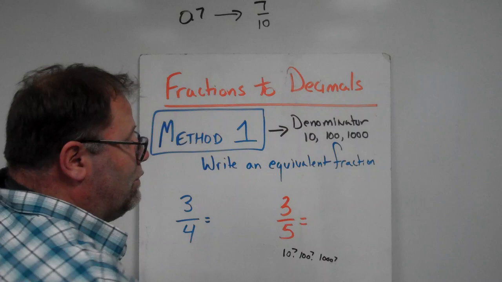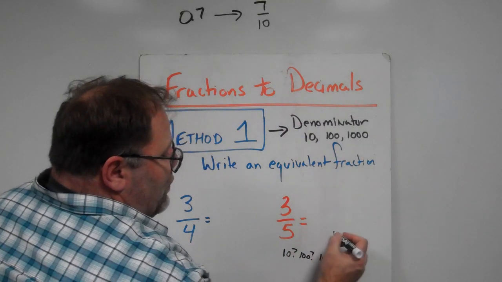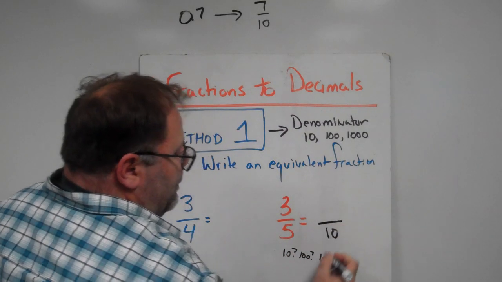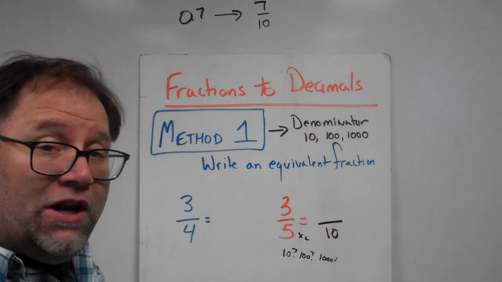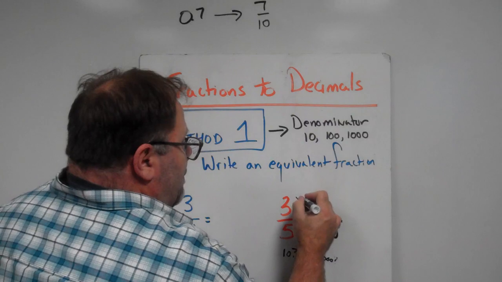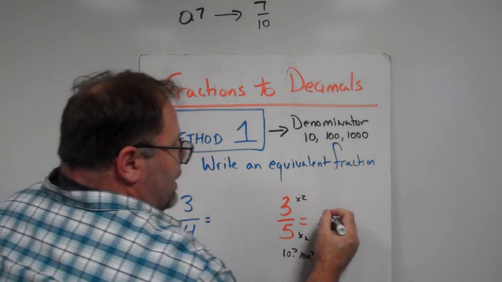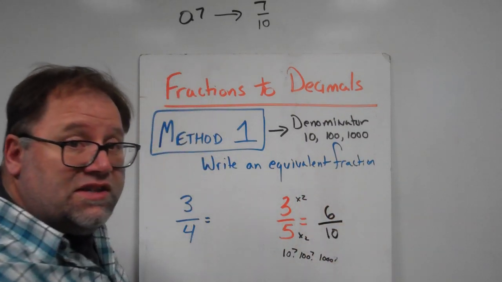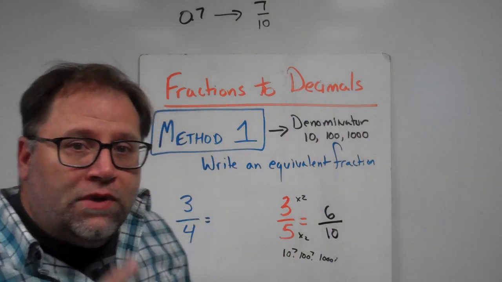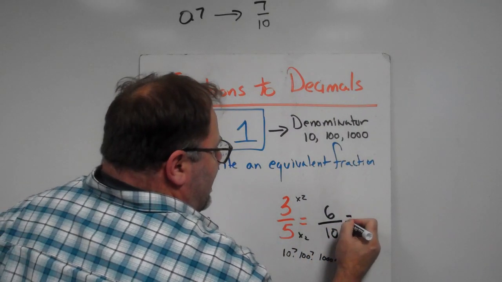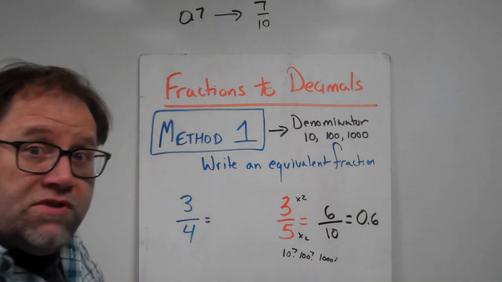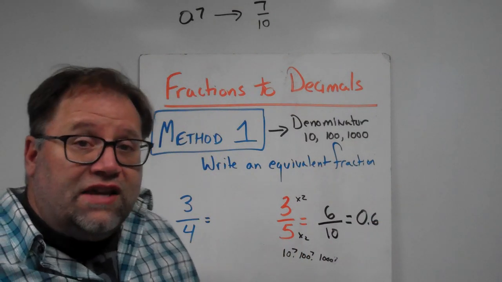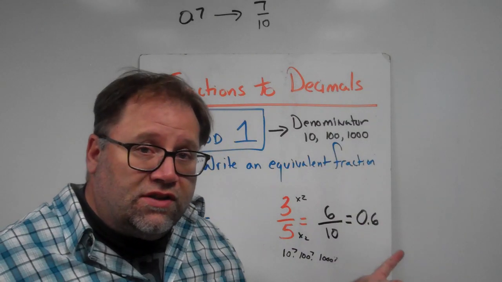If we write it as an equivalent fraction, what times 5 is going to give us 10 over here? Times 2. And if we multiply the denominator by 2, we're going to multiply the numerator by 2. That gives me 6 tenths. Now we have one more step. 6 tenths, when we write that, is 0.6. So 3/5 as a decimal is 0.6.